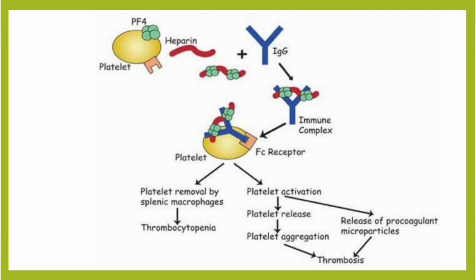And this scheme shows what I just explained, right? So you can see these are complexes, these are platelet complexes, right? So they are removed by the splenic macrophages. So as a result, we have thrombocytopenia. What also can happen is activation of platelets, and this can lead to platelet release and platelet aggregation, which leads to thrombosis. Another pathway is release of procoagulant microparticles, leading to thrombosis as well.